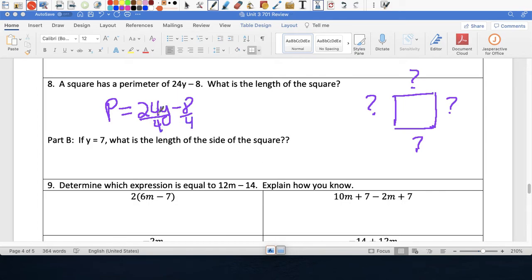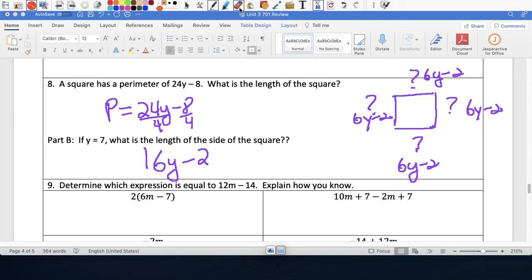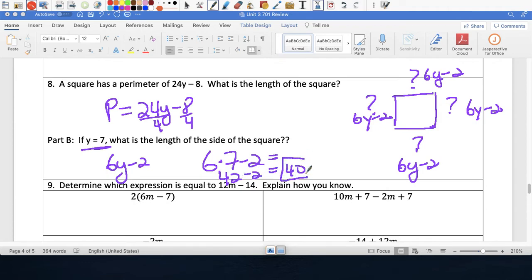If I divide by 4, 24 divided by 4 is 6y. 8 divided by 4 is 2. So that means each side is 6y minus 2. Now, if y is 7, let's change that, and we're going to put 6 times 7 minus 2. 6 times 7 is 42, and then minus 2 equals 40. That's my answer.